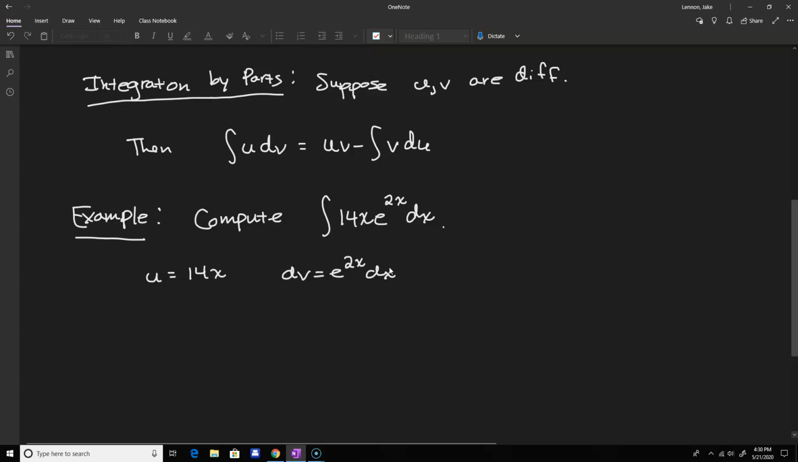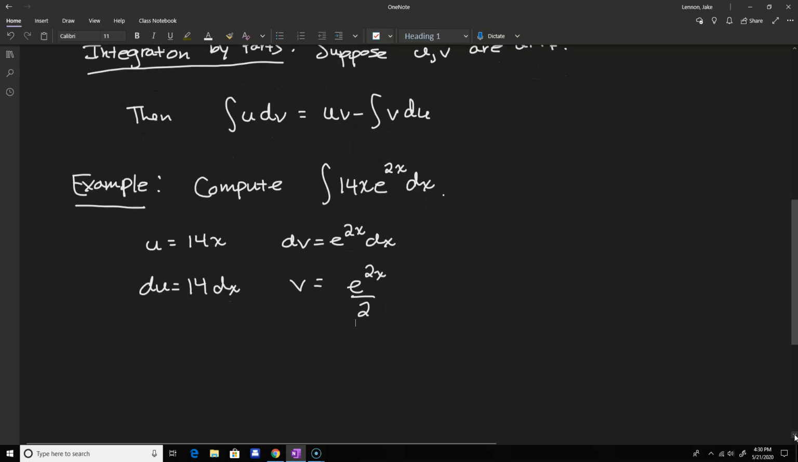So we take this u equation and we differentiate it implicitly with respect to x, so we get du is equal to 14 times dx. And the dv equation we integrate. So what's the antiderivative formula for e to the 2x? Well, that's e to the 2x divided by 2. And we don't really need to worry about the plus c until the very last step.